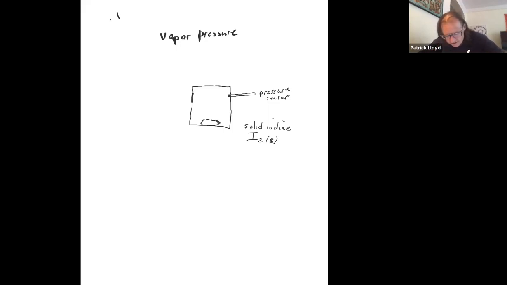So here's what happens when you close that off. Some of the iodine will actually vaporize, turn into a gas. It's actually called sublimation. When something goes from a solid to a gas, it sublimes. And so you'll have little iodine molecules in the gas phase. So you'll have a gas, and this is gaseous iodine. And if you measure the pressure of that gas, that is called the vapor pressure of iodine.